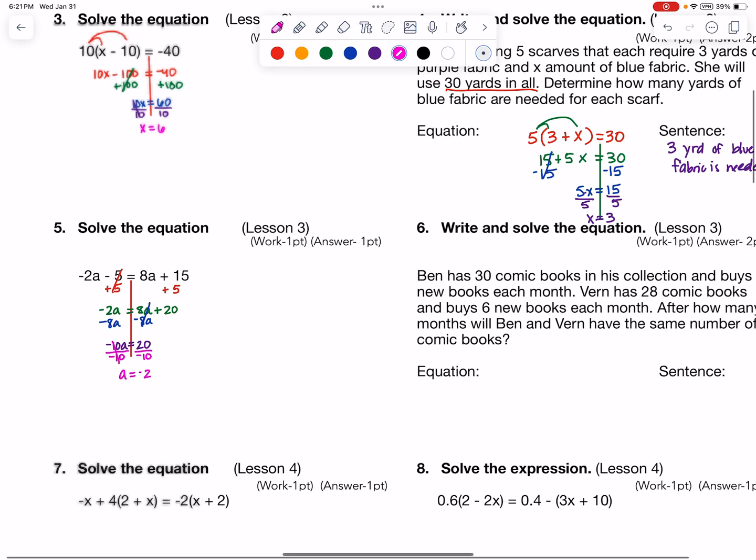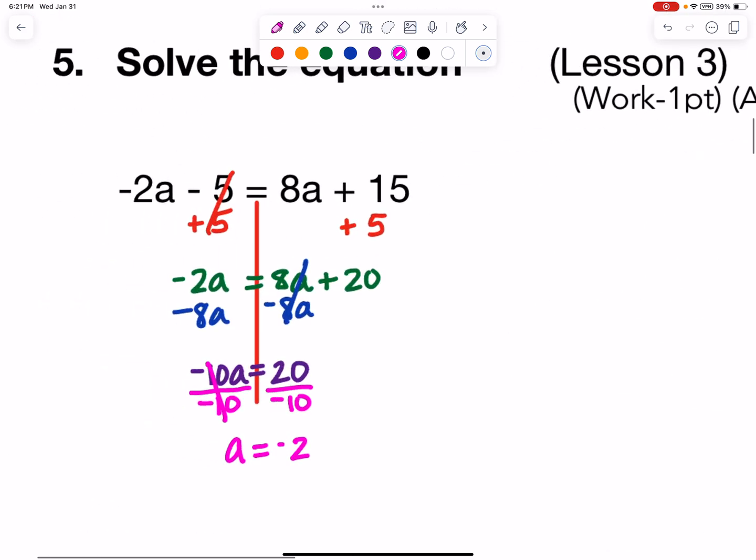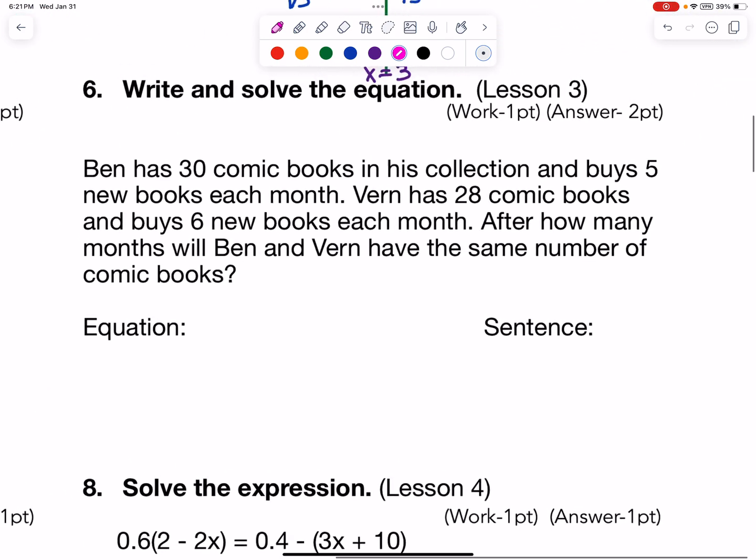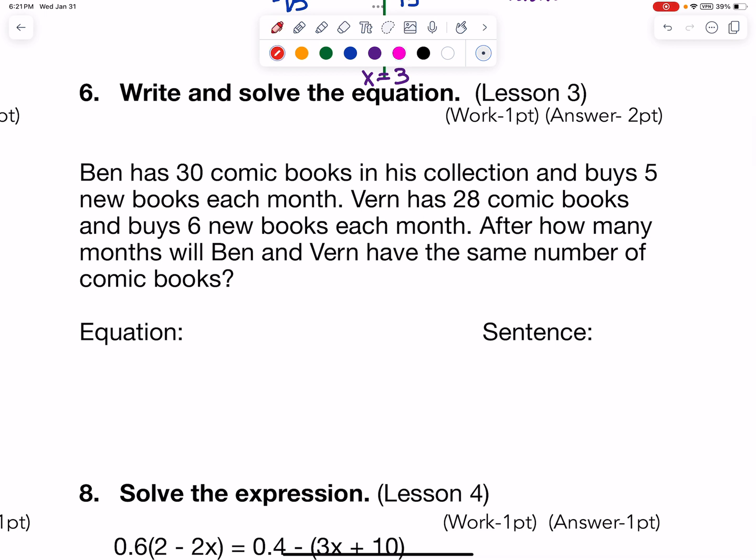Okay. All right, now let's go ahead, since we're dealing with variables on both sides, our word problem is going to be the same style. So that helps us out here. So we have Ben and Vern, and it says how many months will Ben and Vern have the same number of comic books? So we're going to set Ben and Vern equal to each other.